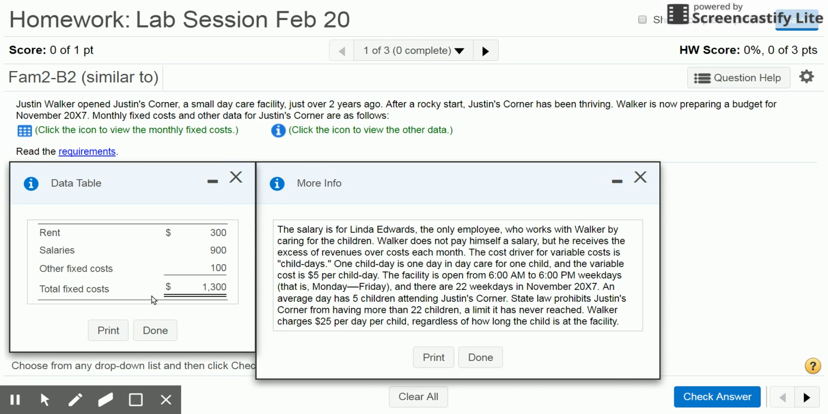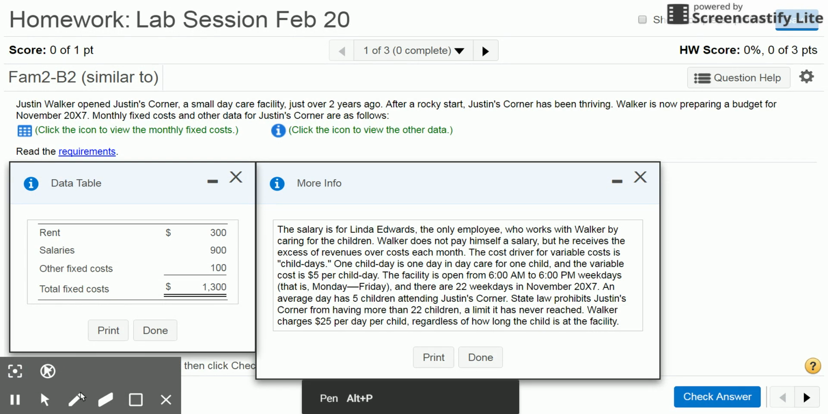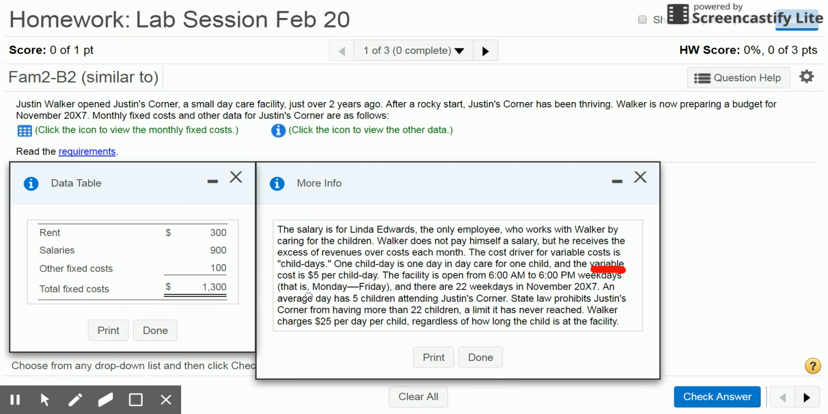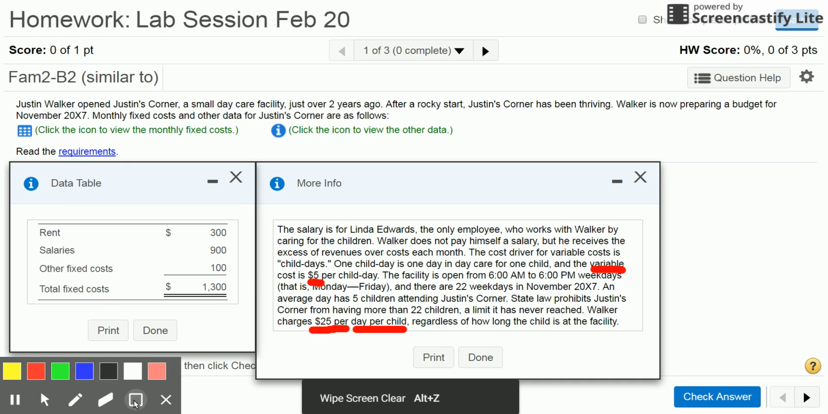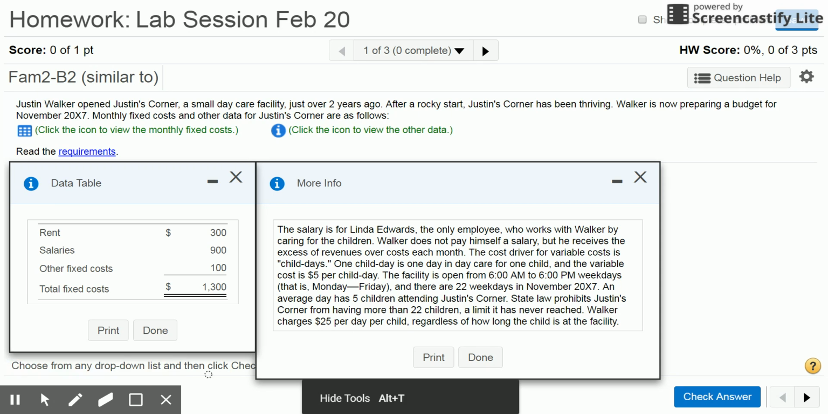So, as you can see, we have a fixed cost of $1,300, and over here, the variable cost is $5, and we are charging $25 per day and per child. So, knowing these things, we will start solving the question. So, let me figure this out.